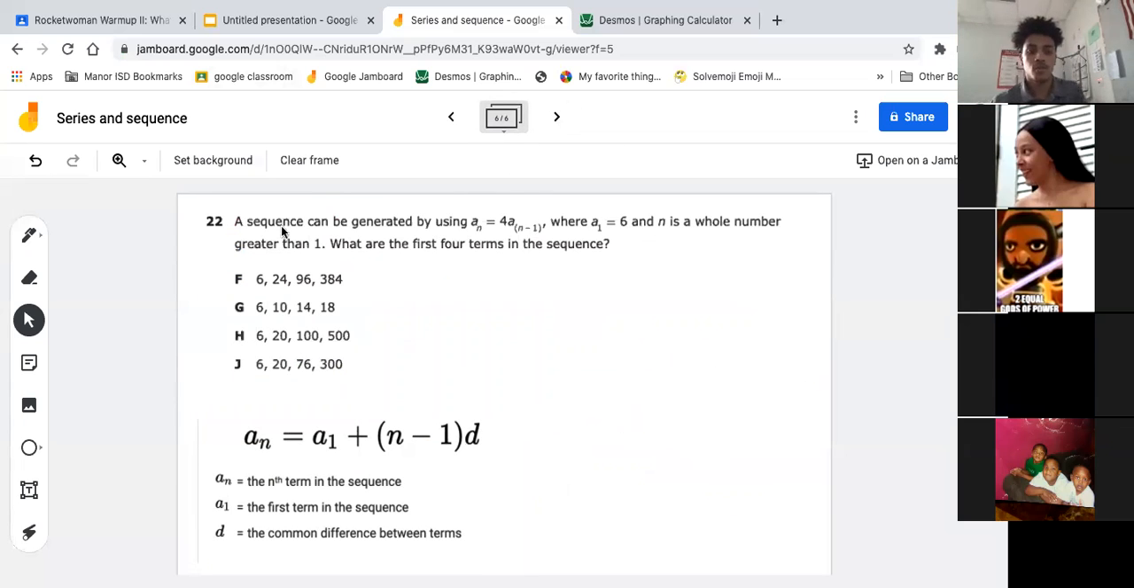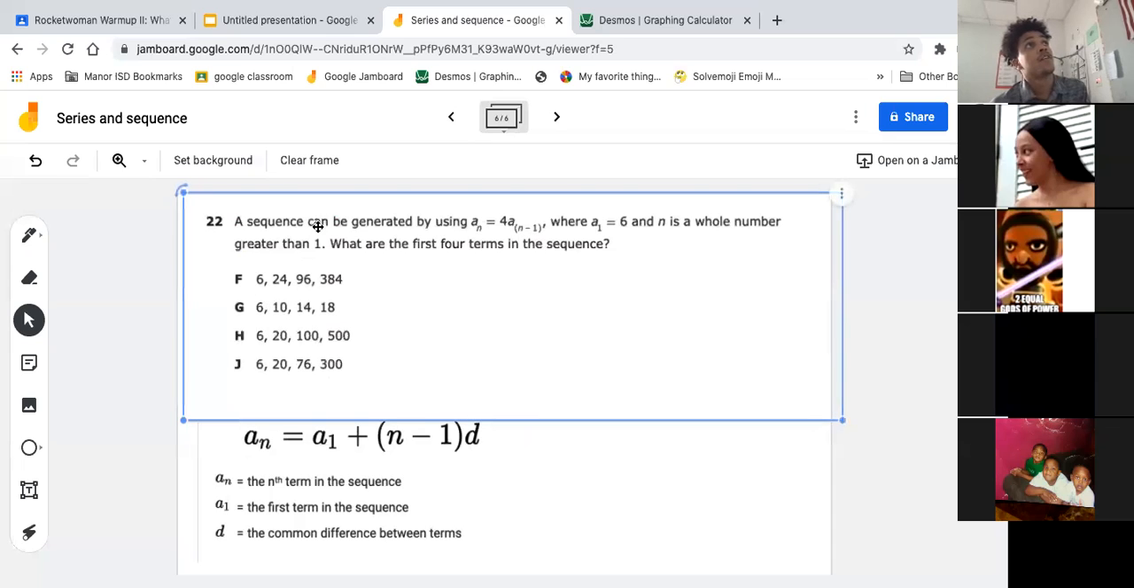We'll now use that information to solve this star problem. A sequence can be generated by using a_n equals 4 times a_(n minus 1), where a_1 equals 6, n is a whole number greater than 1. What are the first 4 terms in the sequence? The first thing I'm going to highlight is the easiest to understand. a_1 equals 6. Remember, a_1 is the first term. So 6 is the first number. Now we need to find, what are the other numbers? What's the second number when n equals 2? We found when n equals 1, that's the first term. What about the second term, third term, fourth term?